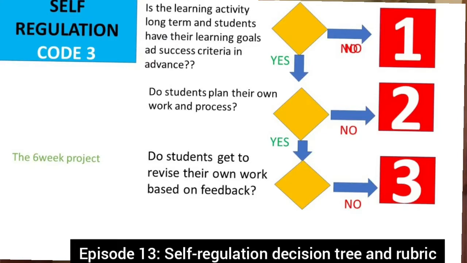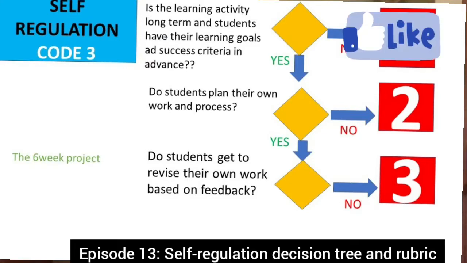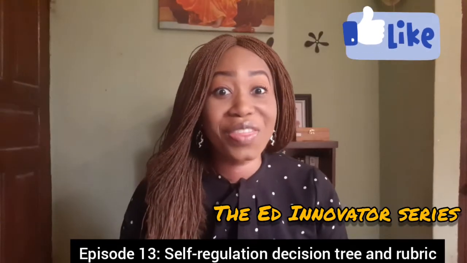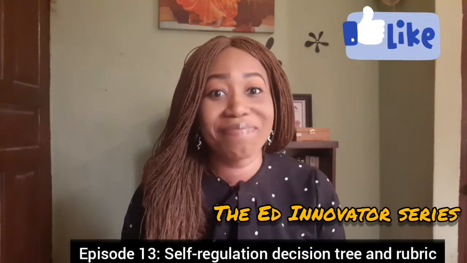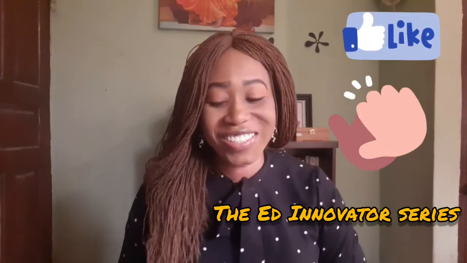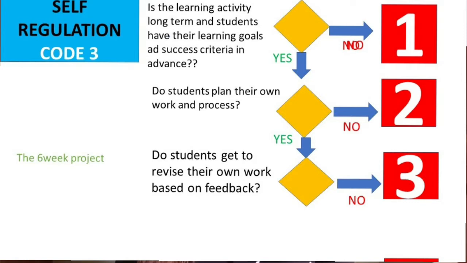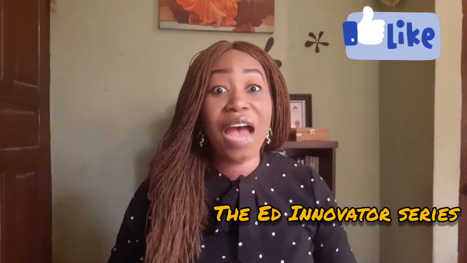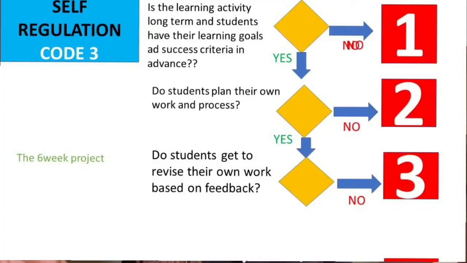Now, if we ask the question, do students plan their own work and learning process? And the answer is yes. What do you think the lesson activity will be coded? 3. Good. So the lesson activity will be coded 3 if the students have the opportunity to work long term, if they have their learning goals and success criteria, and if they plan their own work and learning process.